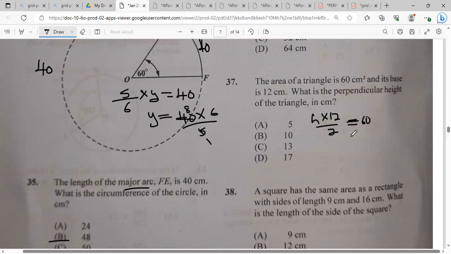So boom, 6 times this, so that gives you what? 120. So 12h equals 120. Clearly we can see that h is equal to 120 over 12, which works out to 10.